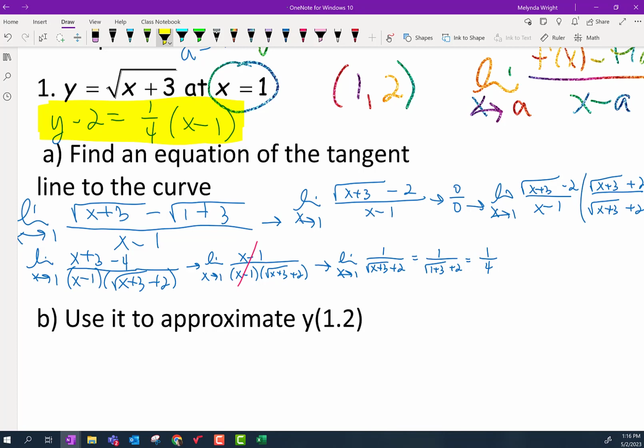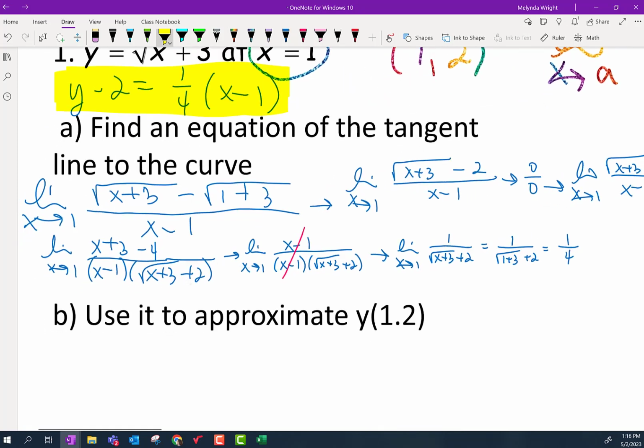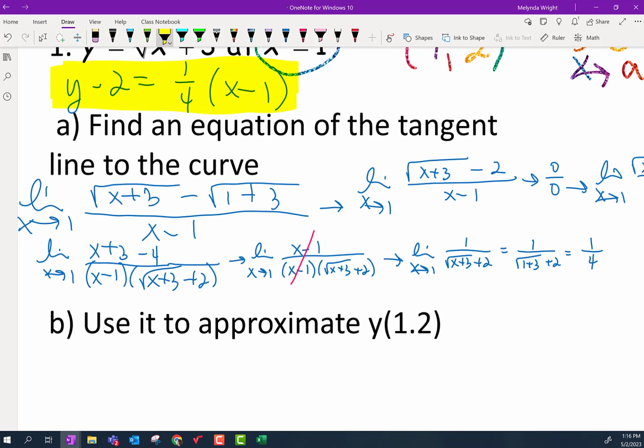So now we're going to use the tangent line to approximate y of 1.2. Okay, we can do that. What does that mean? That means plug in a 1.2 where the x is. So I've got y minus 2 equals 1/4 times 1.2 minus 1. So that's what we're doing with this tangent line, we're using it to do an approximation. This is called a linear approximation.